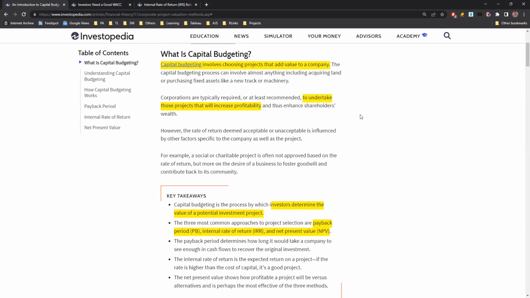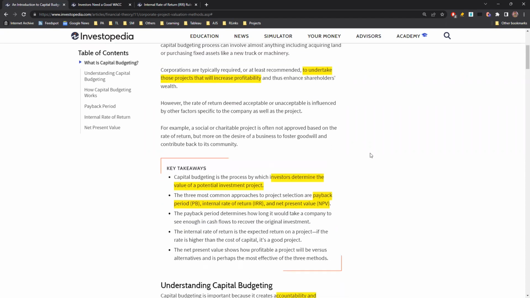So typically there are several stakeholders, shareholders, etc. And the more value that the company adds to itself, their shareholders' value also increases, right? Their wealth also increases. So that's why company management always tries to add more and more value to the company. Therefore, capital budgeting becomes pivotal for that sort of a mechanism.